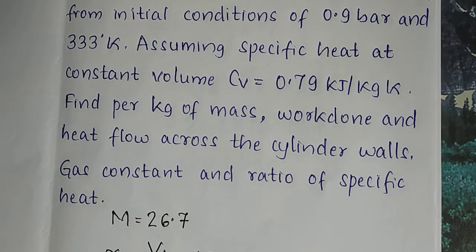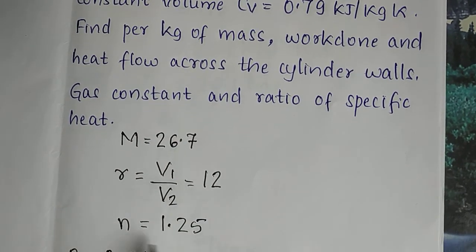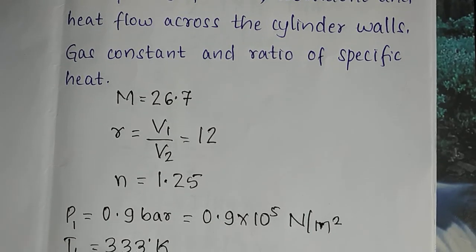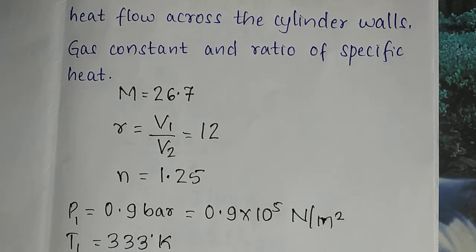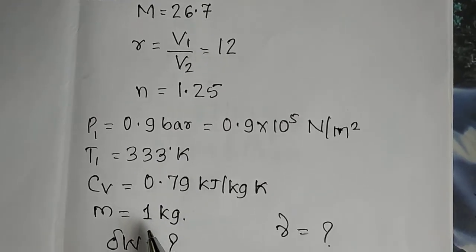So mass, that is molecular mass, is 26.7. Then the compression ratio is given, that is V1 by V2 is 12. Then n is 1.25, P1 is 0.9 bar, T1 is 333 degrees Kelvin. Then Cv is given as 0.79. You have to find out per kg of mass, that is m equal to 1.